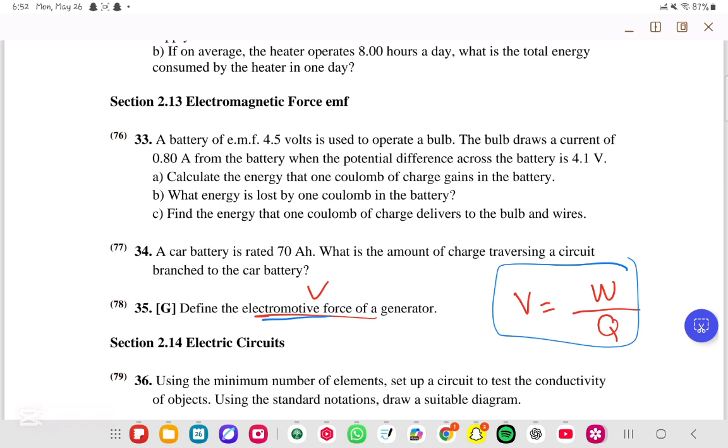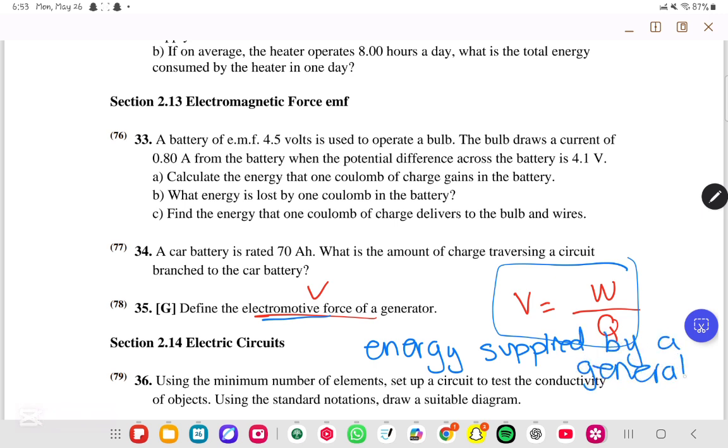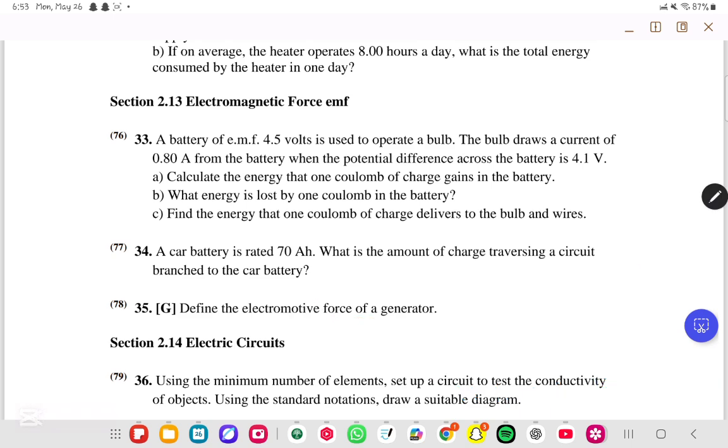However, how are you going to define this in words? It's going to be the energy supplied by a generator to transfer 1 coulomb of positive charge. Okay? Just like that, we finished section 2.13. We move on to section 2.14.